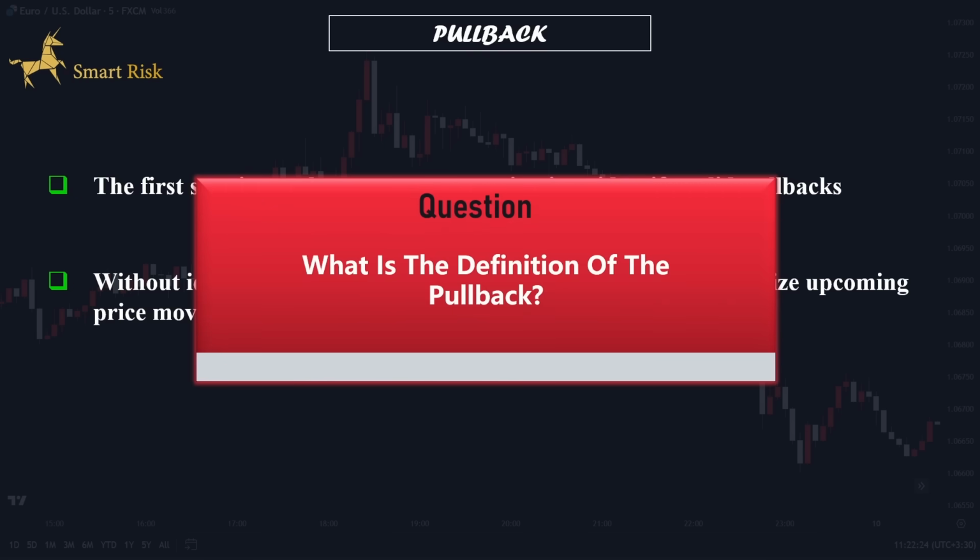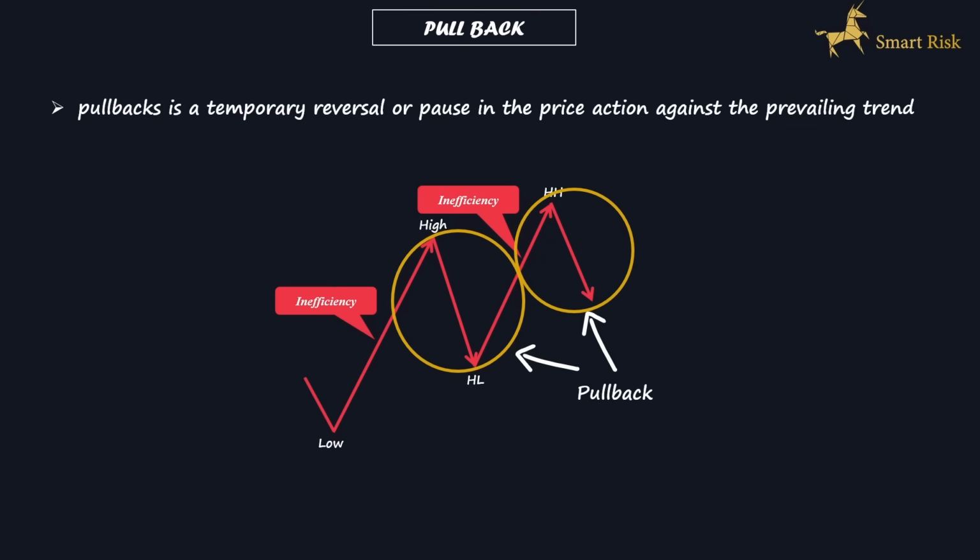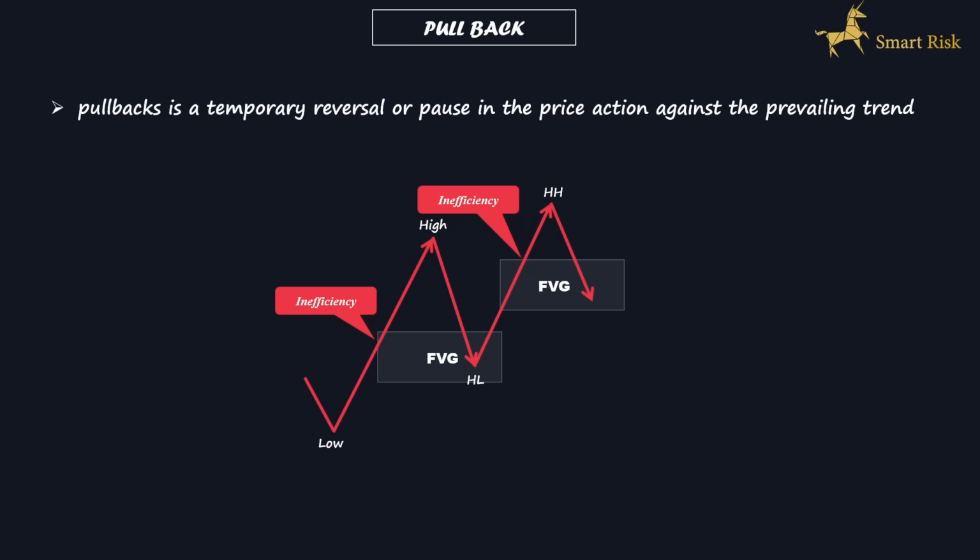So what is the definition of the pullback? A pullback, in essence, is a temporary reversal or pause in the price action against the prevailing trend. It occurs when buyers and sellers contend for dominance in the market, leading to a trending or impulsive movement that creates internal liquidity, characterized by inefficiency or static liquidity, awaiting to be swept or filled. Consequently, the price experiences a reversal and a brief interruption against the dominant trend, filling the internal liquidity or clearing static liquidity before continuing in its overall direction.